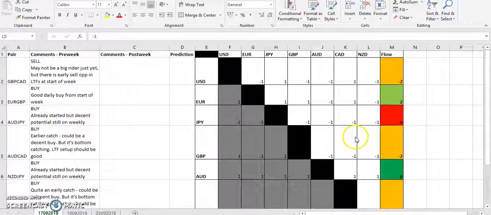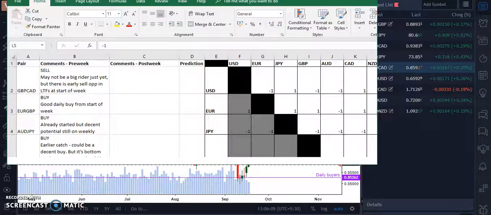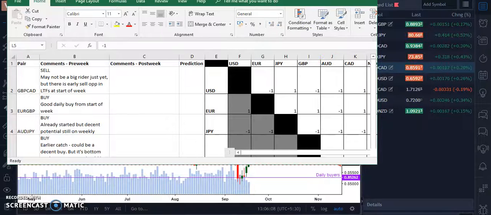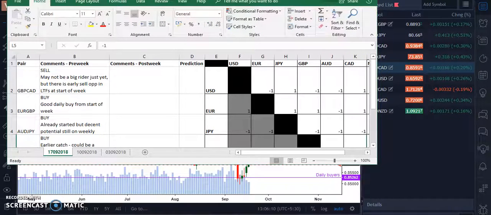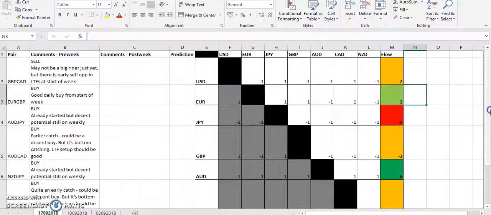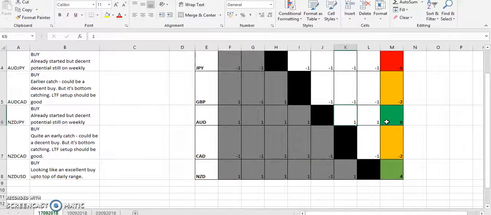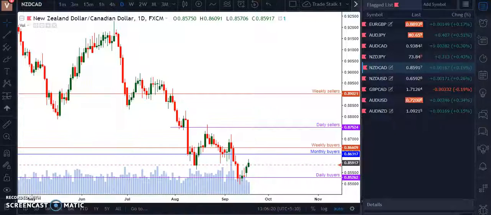So Aussie is consistent with this analysis over here, where the Aussies are a +6 in terms of strength, and the New Zealanders are only a +4.